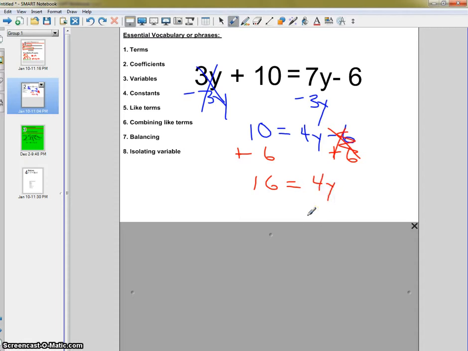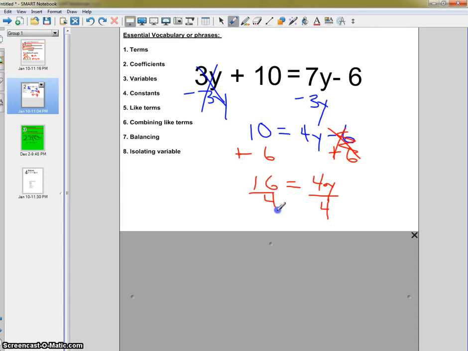Now I'm going to do the inverse. I'm going to isolate my variable. 4 times y, or 16 is equal to 4 times y. So I've got to do some isolating. How can I get y to be by itself? This is 4 times y, so I've got to divide 4y by 4. And 16 divided by 4 is 4. So y is equal to 4.